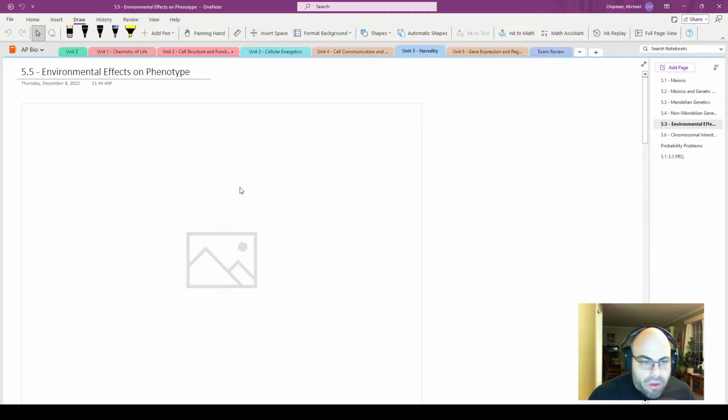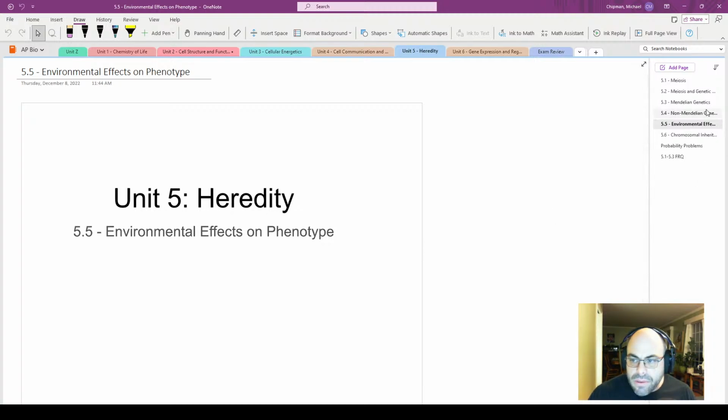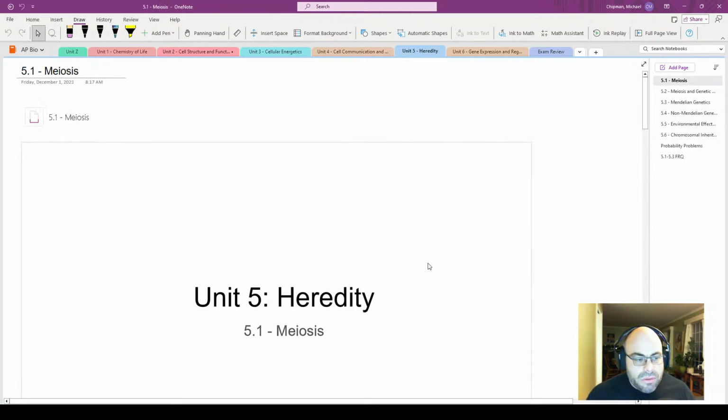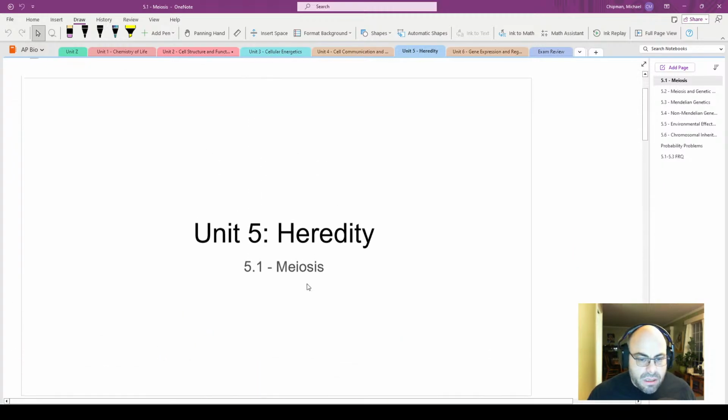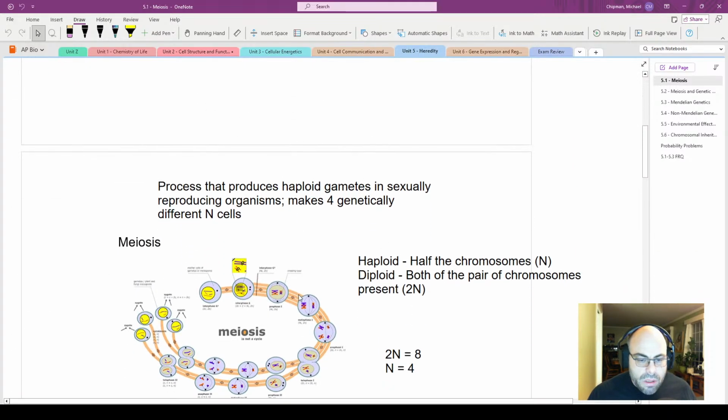Good question. Will I go through Unit 5? Yes, I will. So let's go through Unit 5. Unit 5 is meiosis and heredity, and understanding meiosis is actually the key to understanding all of it, at least for the most part, because this is going to get the whole idea of homologous pairs and all that business down. So, yeah, I'll do that.